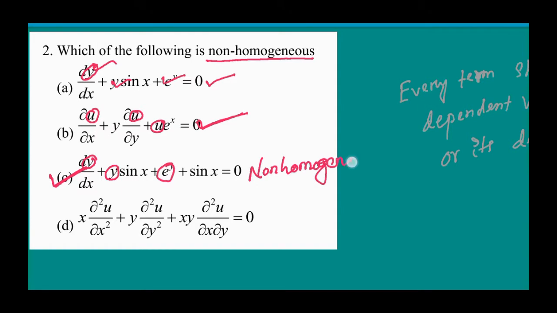This is non-homogeneous. If we consider the last option, here u is the dependent variable and is present in all the terms as a differential or individually. Here all are present as differentials. So this is also homogeneous. So the non-homogeneous one is option C.